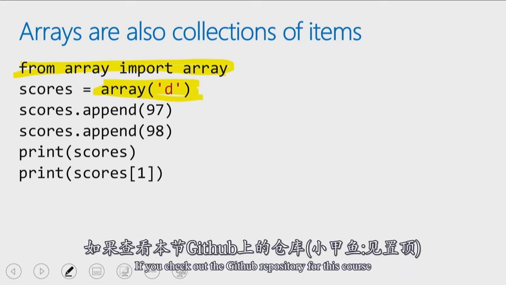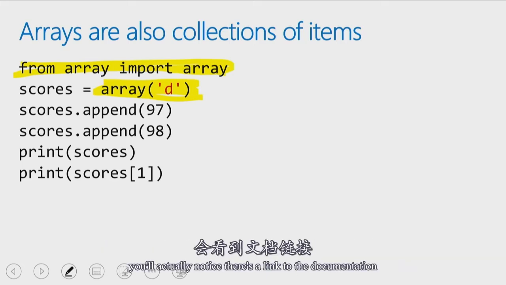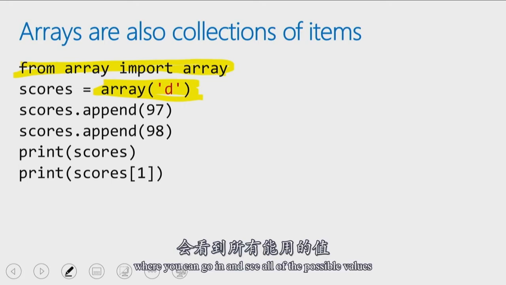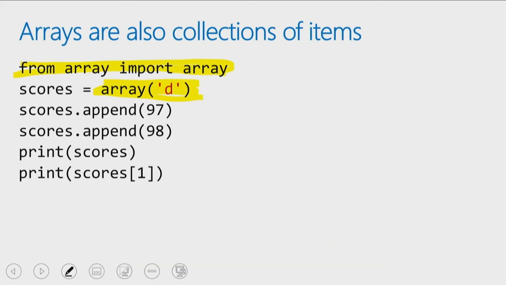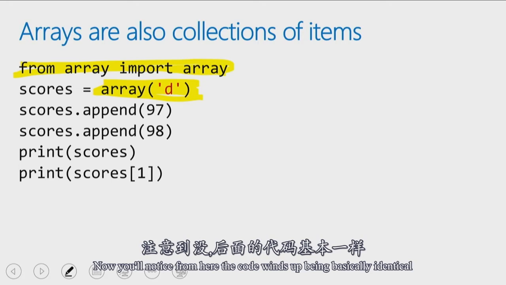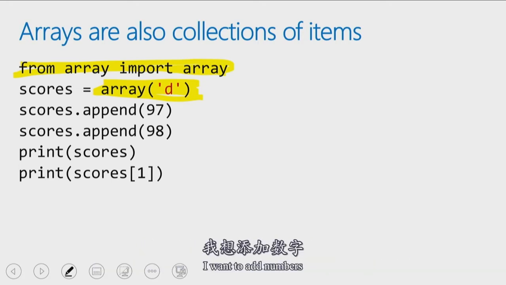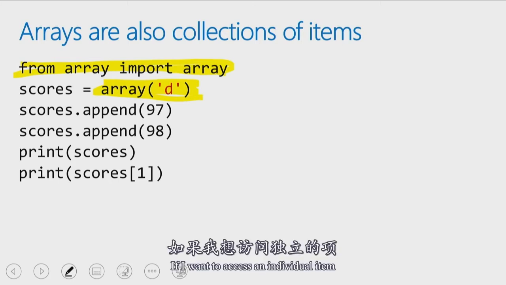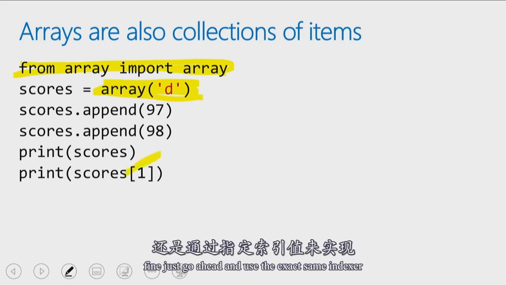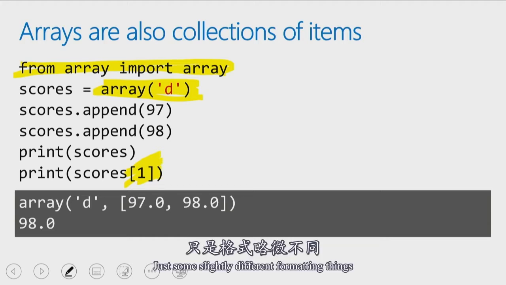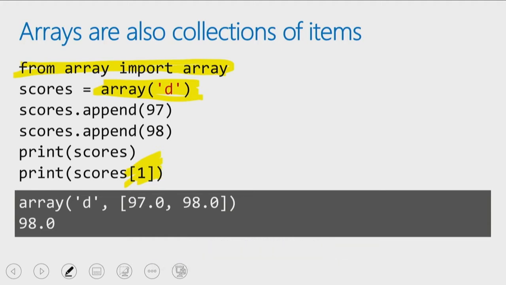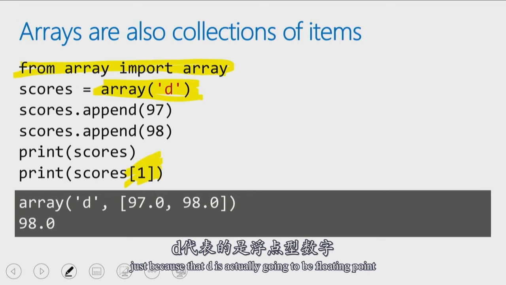If you check out the GitHub repository for this course, you'll notice there's a link to the documentation where you can go in and see all of the possible values for all the possible data types that you can put into an array. Now you'll notice from here, the code winds up being basically identical. I want to add numbers? Fine, just call append. I want to print? Fine, just call print. And if I want to access an individual item? Fine, just use the exact same indexer, and I get the exact same results. Just some slightly different formatting things, just because that D is actually going to be floating point.